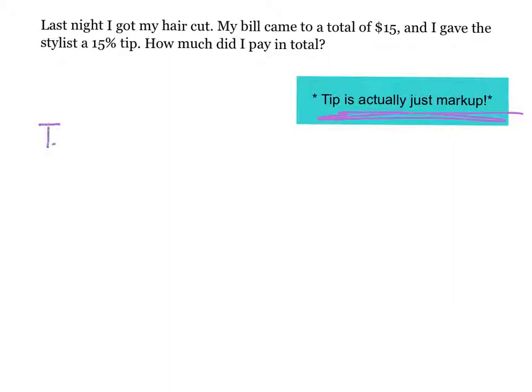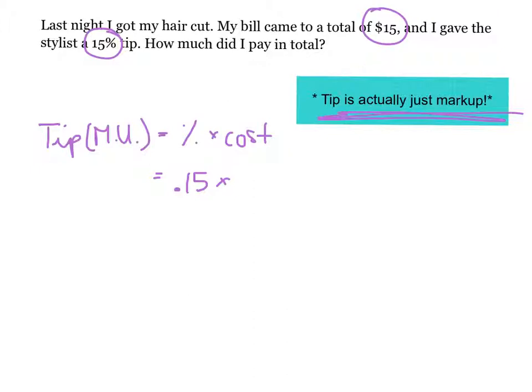So tip, or markup, equals the percent times the cost, which we already know. And if we pick out our percent from our problem, it is 15%. In decimal form, it'd be 0.15 times the cost. Our bill was $15. When we do 0.15 times 15, we end up getting $2.25. So our tip, or the markup, is $2.25.